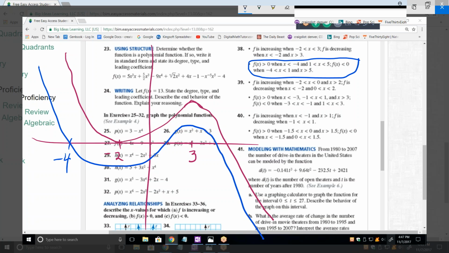It's also positive when x is between 1 and 5. Well, there's a perfect 1 and 5. Whenever x is less than negative 4, it's positive. Whenever x is between 1 and 5, it's positive. And it's negative whenever x is between minus 4 and 1, like my graph shows. And whenever x is greater than 5, it's negative. So my blue line expresses that perfectly.